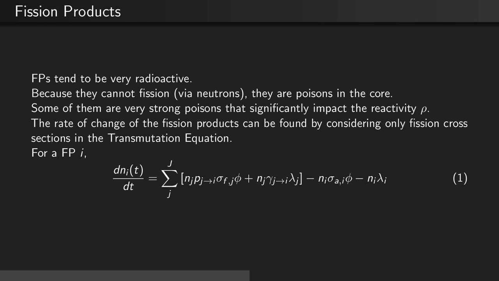For a given fission product little i, the time derivative of the concentration of i is equal to the sum over all from nuclides j of the concentration of j times the probability that a nuclide will fission from j to i times the fission cross-section of j times the flux, plus the concentration of j times the branch ratio j to i times the decay constant. All of this is subtracted by the losses in i, which are N_i sigma_a,i phi minus N_i lambda_i.